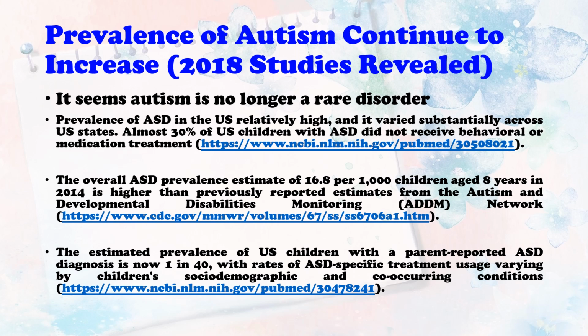Another report states that the overall ASD prevalence estimate of 16.8 per 1,000 children aged 8 years in 2014 is higher than previously reported estimates from the Autism and Developmental Disabilities Monitoring (ADDM) network. According to a third report, the estimated prevalence of US children with a parent-reported ASD diagnosis is now 1 in 40, with rates of ASD-specific treatment usage varying by children's socio-demographic and co-occurring conditions.